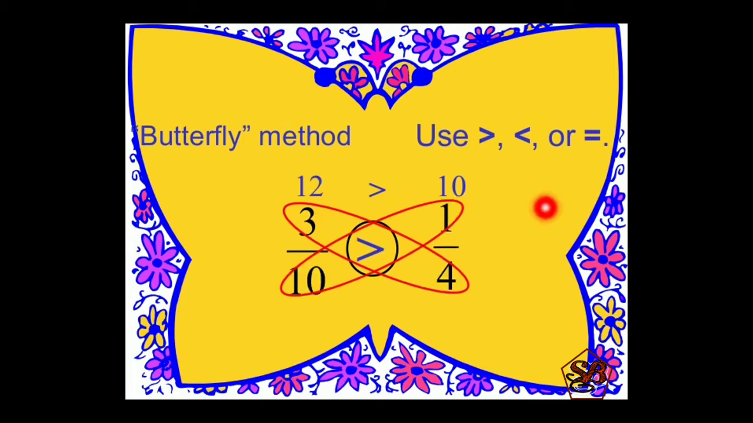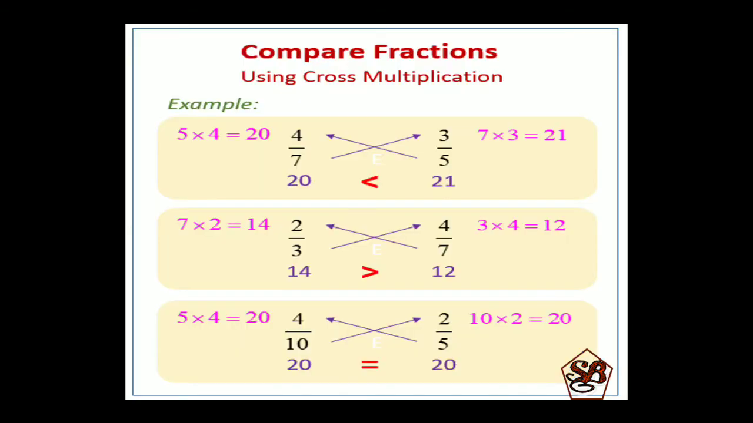Let's take another example. 4 3s are 12, 10 1s are 10. 12 and 10, 12 is greater, so 3 by 10 is greater than 1 by 4. This method is also called the cross multiplication method. Let's look at some more examples. Just keep this in mind.